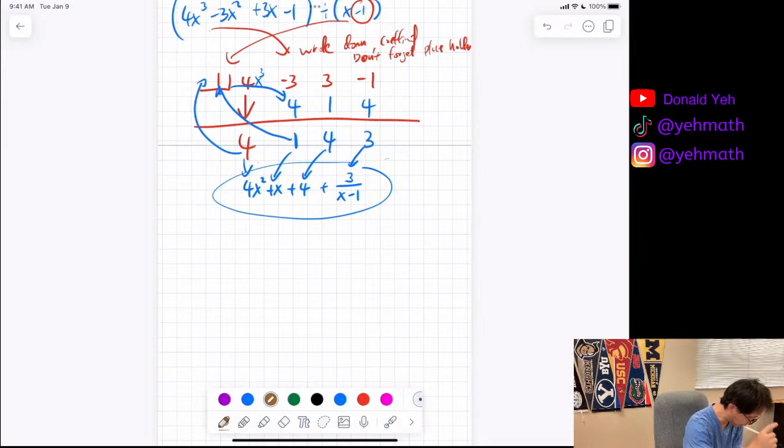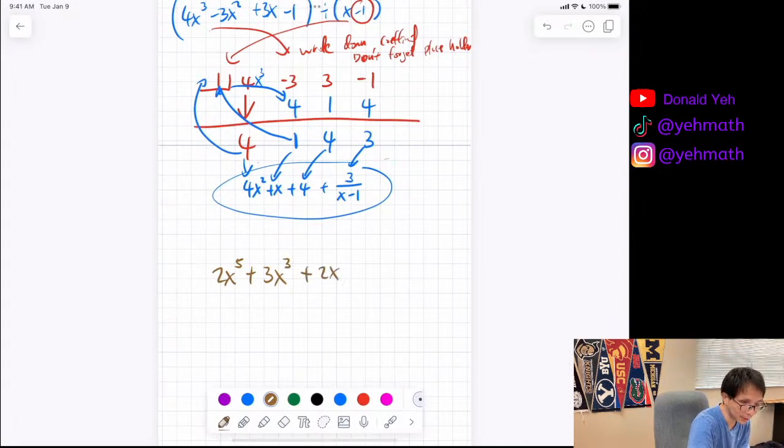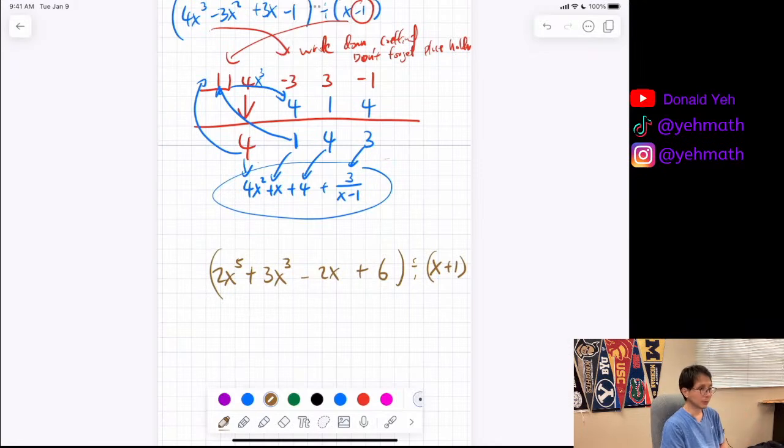So this one I'm purposely gonna give you this way. 2x to the 5th plus 3x to the third, I must mention third, plus 2x, sorry, minus 2x plus 6. And I'm going to divide it by x plus 1. Okay? Now, pay attention how many placeholders there are. It should be 5, 4, 3, 2, 1, 0.